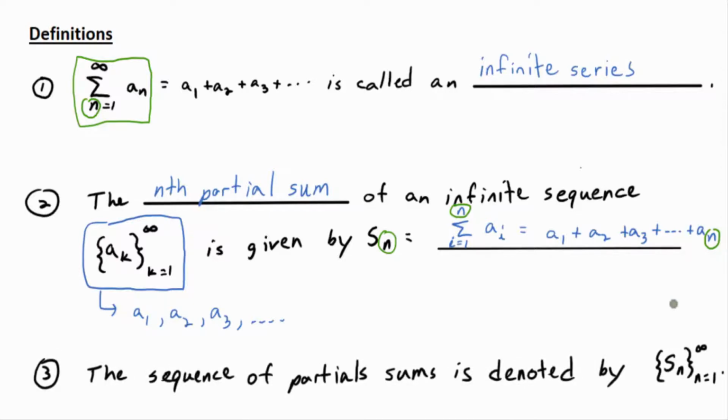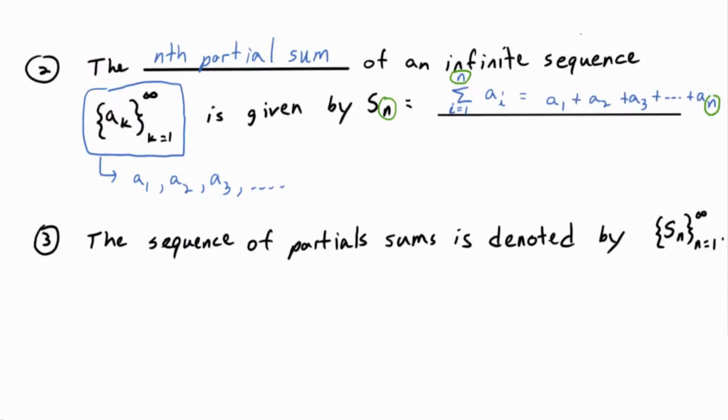This idea of the nth partial sum of an infinite series allows us to think of a series as a sequence. And that's what note number 3 kind of tells us, at least implicitly. So note number 3, or definition number 3, the sequence of partial sums is denoted by this notation. So this notation would indicate S1, S2, it's really a set, S3, and then you keep going.